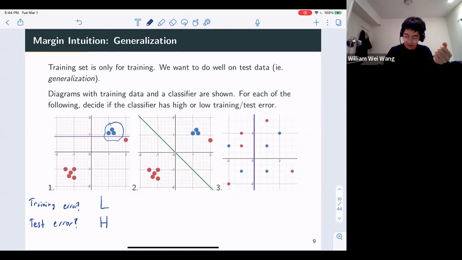And similarly, this second one, what's the error? It misses this one point, but I don't think I would consider that a high training error, so I would still say it's low. If you only miss a few points, that's okay in terms of training error. And test error, now you're going to be a lot better because you have this blue blob here. You're still classifying everything here correctly, and everything here correctly. So this should be low. And then this last one is kind of all over the place. You can't really find a good linear separator of this, so this will actually have high for both.